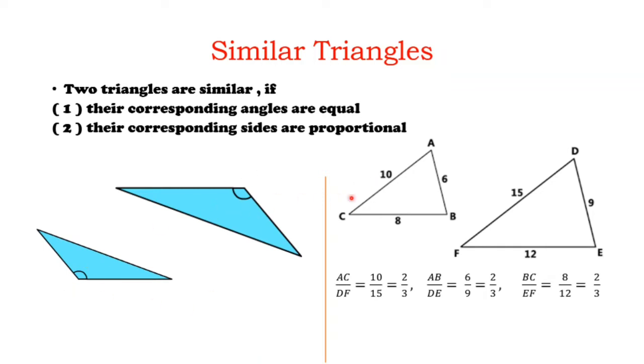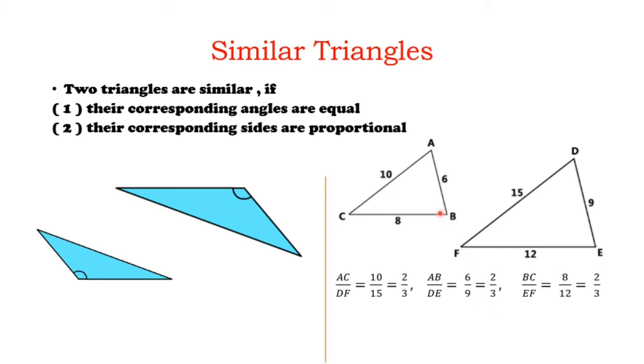So let's see with the example, triangle ABC and triangle DEF. The given things are AC is 10, DF is 15. AC and its corresponding side DF, if we see the ratio AC upon DF, it gives us 10 upon 15. It means it is 2 upon 3. Similarly, AB upon its corresponding side DE is giving us 6 upon 9. Again it is 2 upon 3.